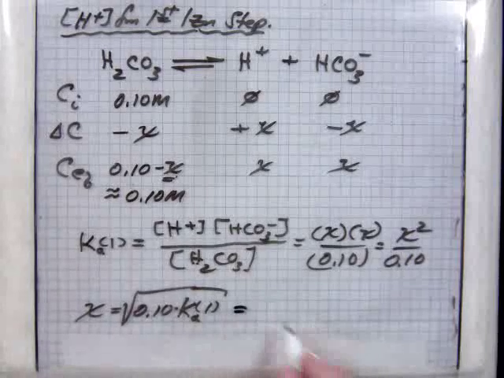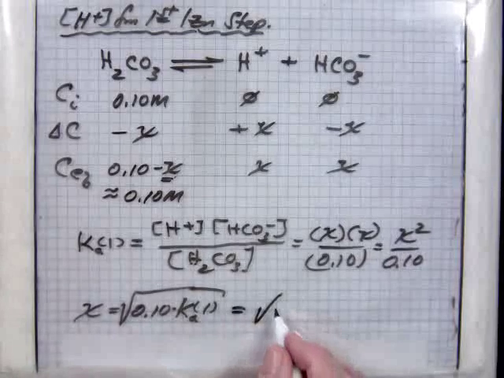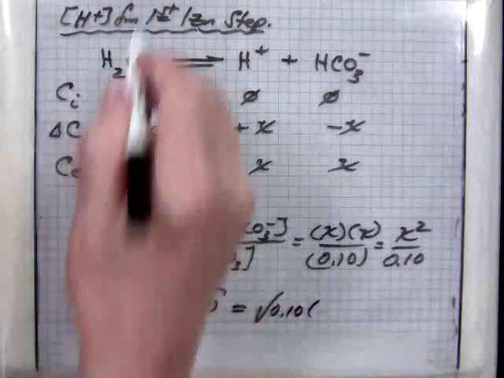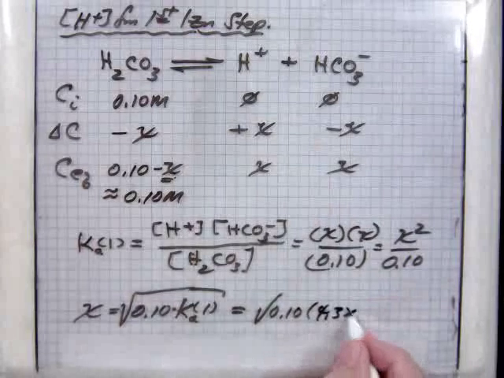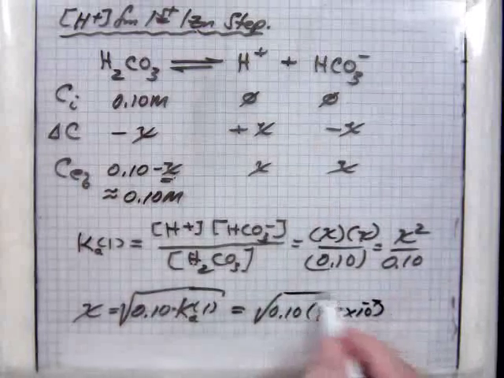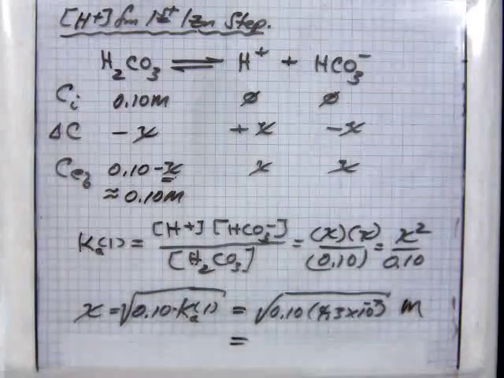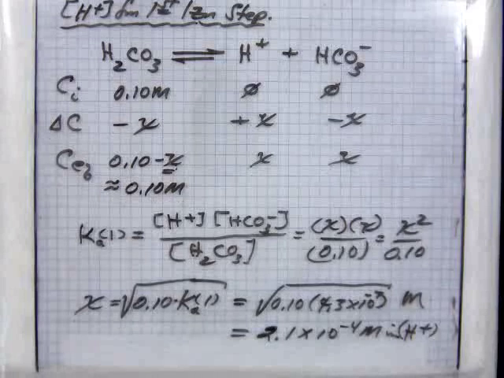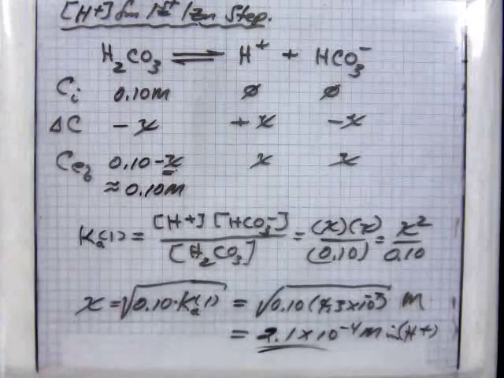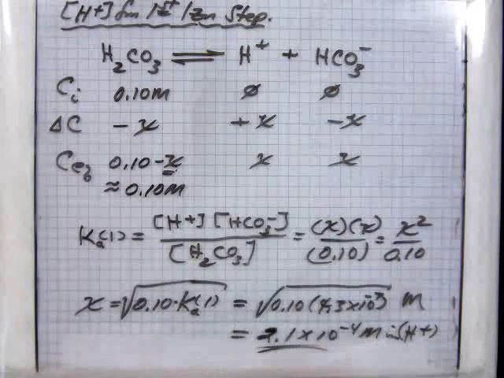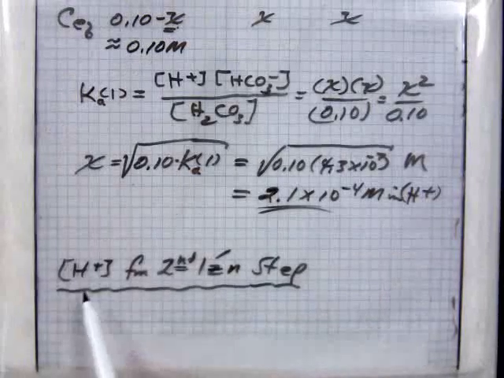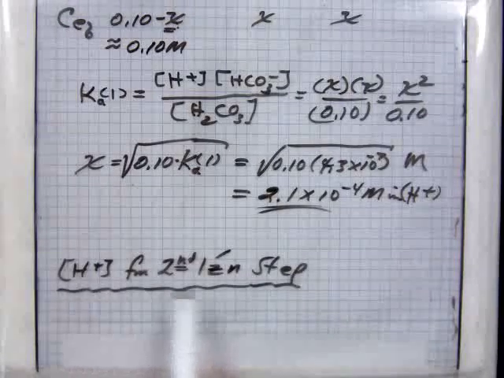And so the square root of 0.10 times 4.3 times 10 to the minus 7 gives us our hydronium ion moles per liter from the first ionization step. So we have a 2.1 times 10 to the minus 4, y'all check me on that, for the hydronium ion from the first ionization step. Okay, we're fixing to do the hydronium ion from the second ionization step.